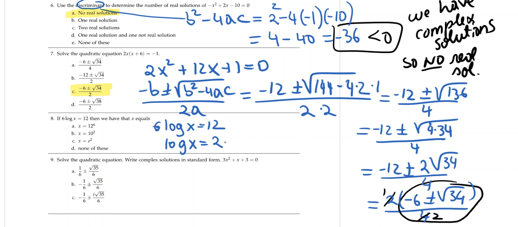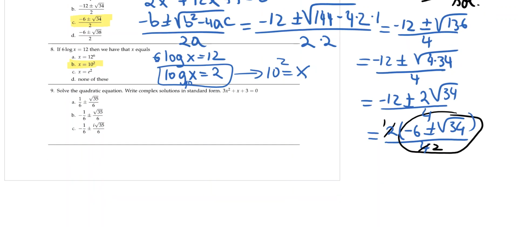So now I'm going to write this in exponential form. Remember, the base, if it's not there, it means it's 10. So this in exponential form is 10 to the power 2 equals x. Okay, so x is 10 to the 2, which is 100. So the answer is B.